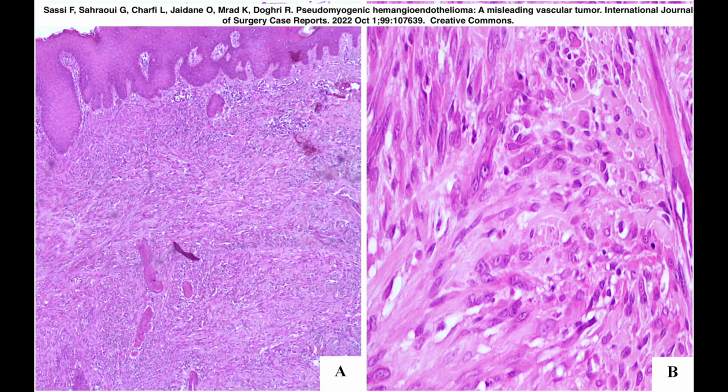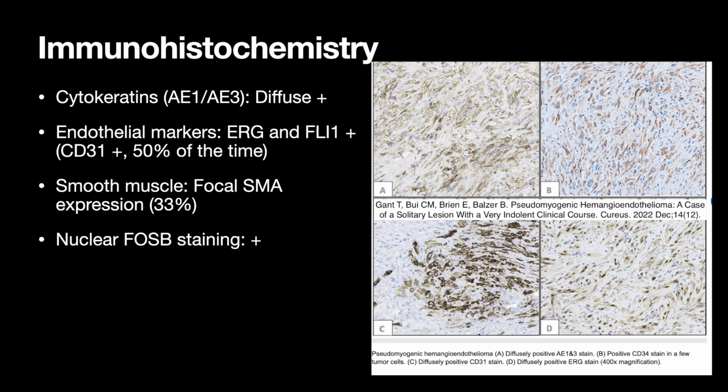Here's another example of a subcutaneous pseudomyogenic hemangioendothelioma. Again, the plump spindled nature of this tumor with these nucleoli as well. IHC-wise, your cytokeratins AE1/AE3 will be diffusely positive, as you can see here. ERG and FLI1 can be positive. You can see the ERG stain in D. CD31 can be positive 50% of the time, and in this case it was positive. And you can have focal SMA expression, and you will have nuclear FosB.